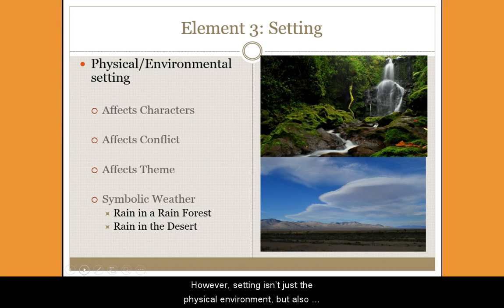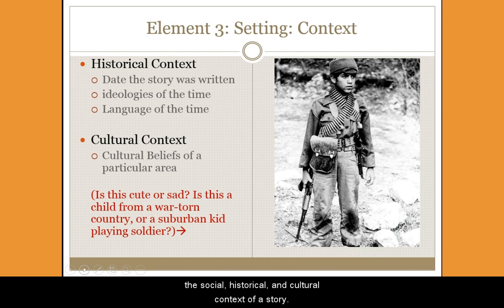However, setting isn't just the physical environment, but also the social, historical, and cultural context of a story. Or in other words, the story's time and place in history. Quite often, the setting reflects and affects the protagonist in the way that environment positively and negatively affects the development of everyone to some degree.